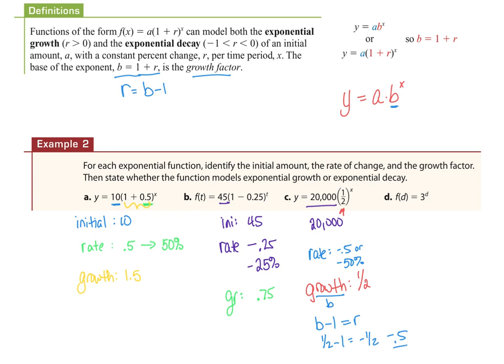And then for this last one, what you want to keep in mind here is that the initial is a 1. You can think of it as 1 times 3 to the D. And so my initial is going to be 1. Again, they gave me my growth factor of 3. To get my rate of change, I'm going to do this growth factor minus 1 or 2. Which if you multiply by 100 to get percentage, that's 200%.